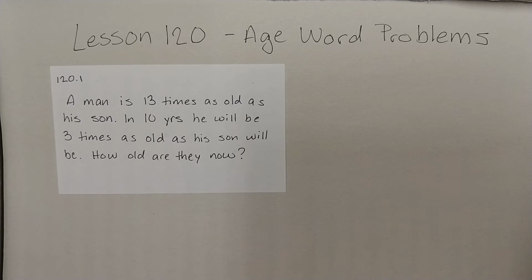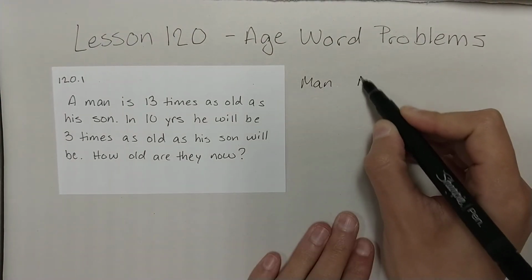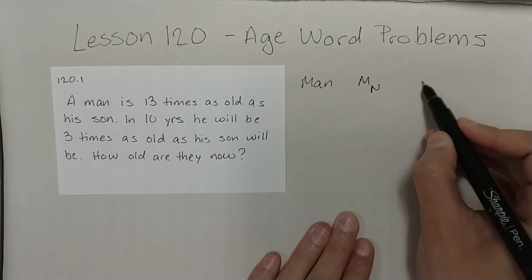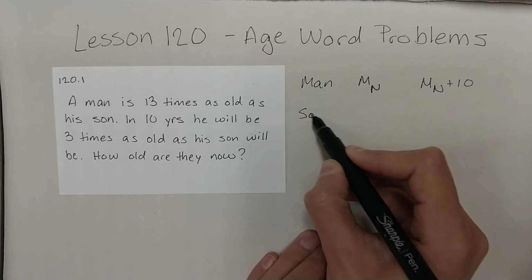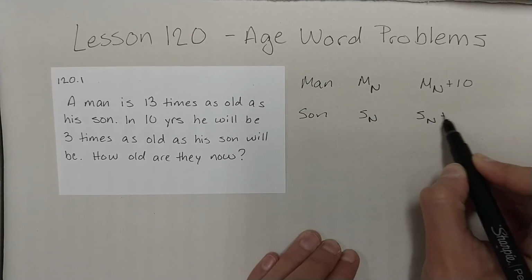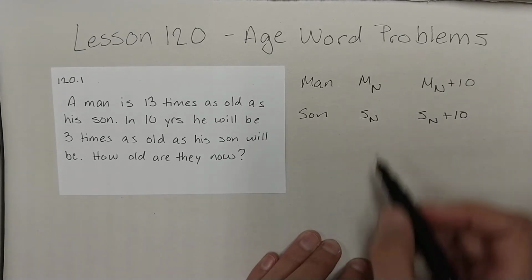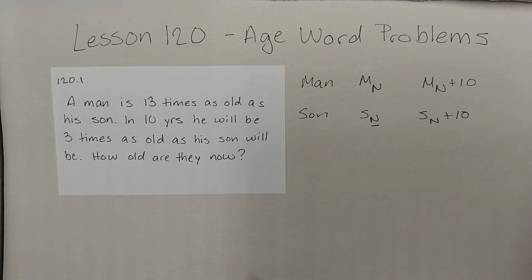A man is 13 times as old as his son. In 10 years he will be 3 times as old as his son will be. How old are they now? So we'll start by saying the man now, and then the man in 10 years. We're going to do the same thing for the son. With these problems, it's helpful to use the subscripts, use the N to indicate that it's his age now.